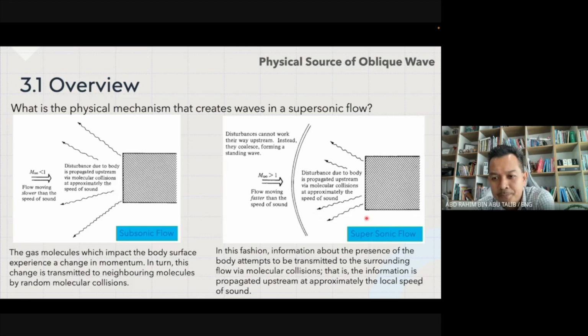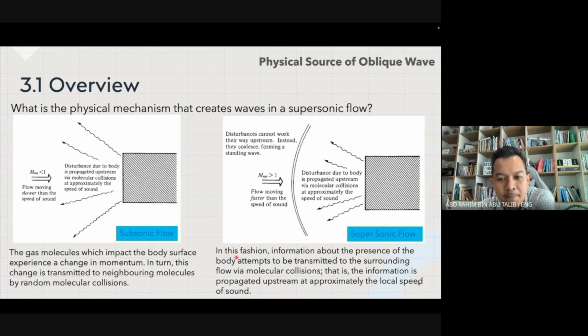Now, looking at supersonic flow, the free stream Mach number is more than 1. The flow is moving faster than the speed of sound, and a shock wave will develop, where disturbances cannot work their way upstream because of this shock wave formation.